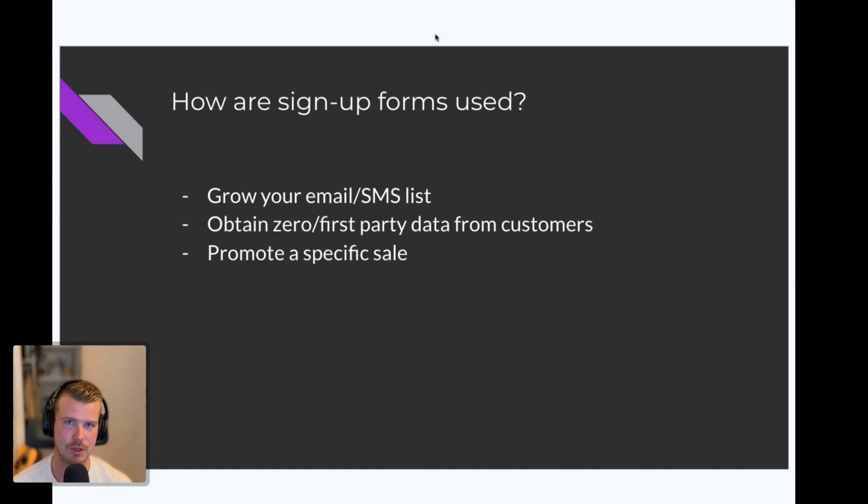So how are these actually used? Number one, it's to grow your email list or SMS list. Number two, it would be to obtain zero and first party data from your customers. This can be really helpful if you've got a lot of different products or if you've got men's and women's products, you can help to differentiate and collect information so that people are actually getting the products and things that they're actually interested in. And then three would be just a specific sale. If you're doing a Black Friday, Cyber Monday sale, you might want to have a specific pop-up just for that. Or if you're doing a flash sale that you only do, you know, two times a year, you might want to have a specific pop-up just for that as well.